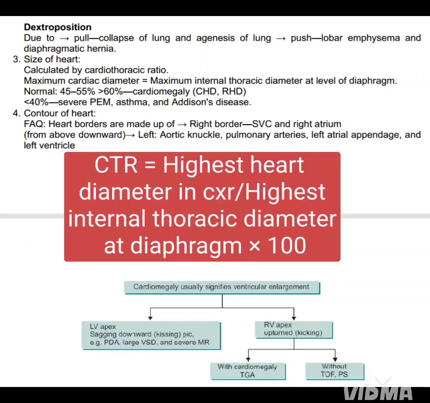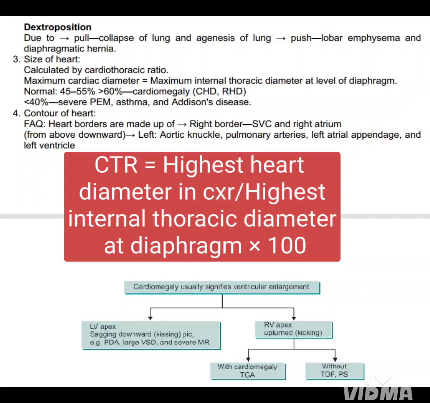Other than situs solitus and situs inversus, dextroposition of the heart is seen in other conditions. Now the size of the heart is counted by the cardiothoracic ratio. Normal cardiothoracic ratio is 45 to 55%. If the cardiothoracic ratio is greater than 60%, it is called cardiomegaly, which is seen in congenital heart disease and rheumatic heart disease. Less than 40% CTR is seen in severe protein malnutrition, asthma, and Addison's disease.